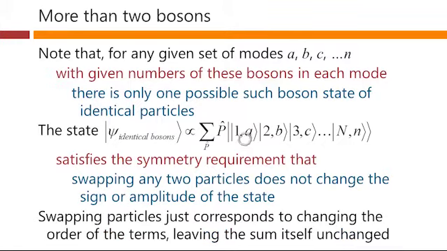That's because swapping particles in these permutations merely corresponds to changing the order of the terms in this summation. So if we write down this boson state and then say, let's swap particles 1 and 2, all that means is that we have exactly the same terms in the sum, but in a different order, because there will be a permutation operator that corresponds to swapping them back in this list.